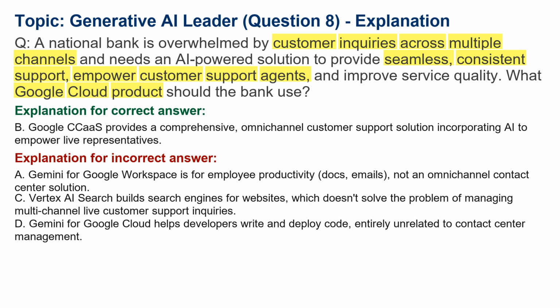Why are the others incorrect? A. Gemini for Google Workspace is for employee productivity, docs, emails, not an omnichannel contact center solution. C. Vertex AI Search builds search engines for websites, which doesn't solve the problem of managing multi-channel live customer support inquiries. D. Gemini for Google Cloud helps developers write and deploy code, entirely unrelated to contact center management.